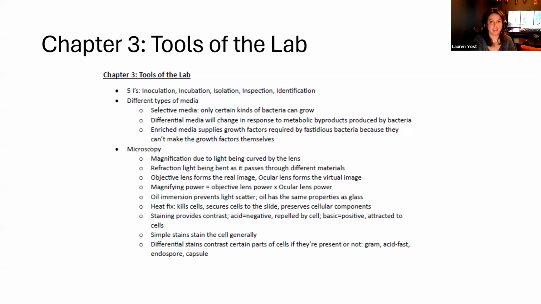But yes, the magnifying power, if you're trying to figure it out from a microscope, is going to be the objective lens times the ocular lens, whatever objective lens you're using. Oil immersion prevents light scatter because oil has the same refractive properties as glass. Instead of the light going through the glass, then through the air, and then back into glass, now the oil makes it seamless. So it prevents light scatter.